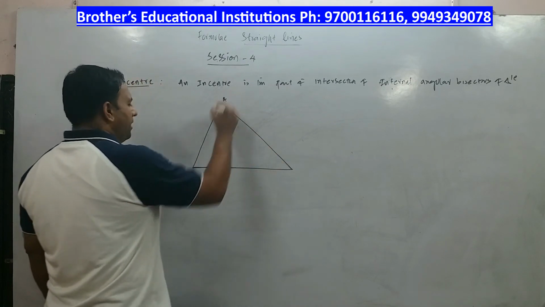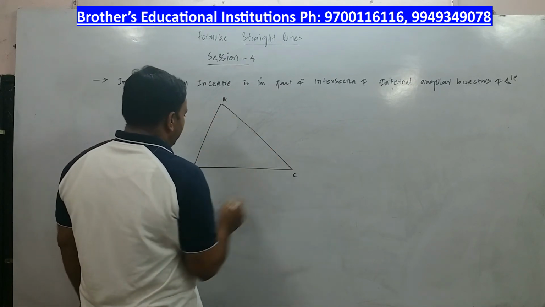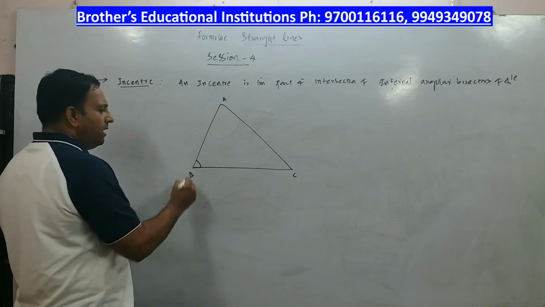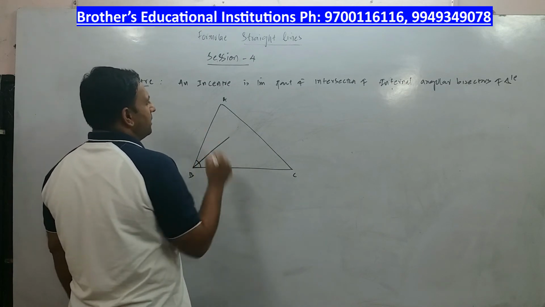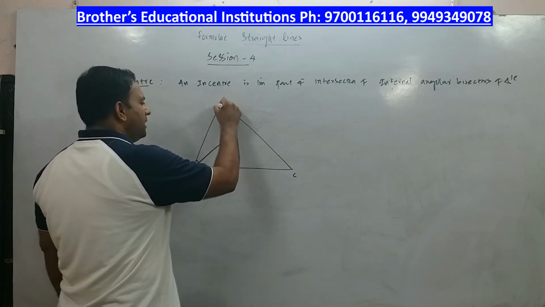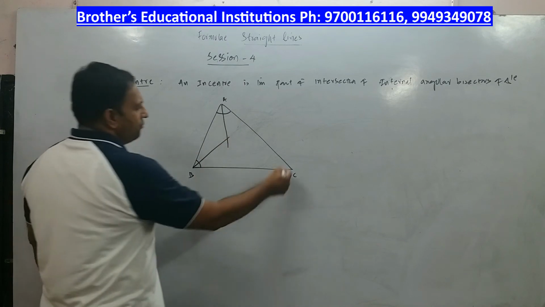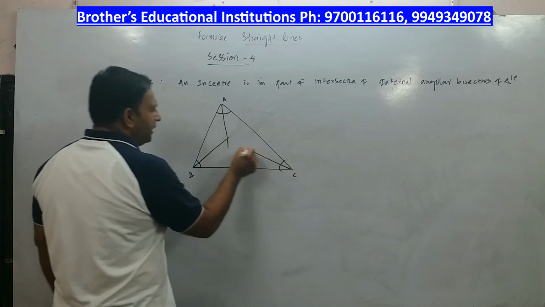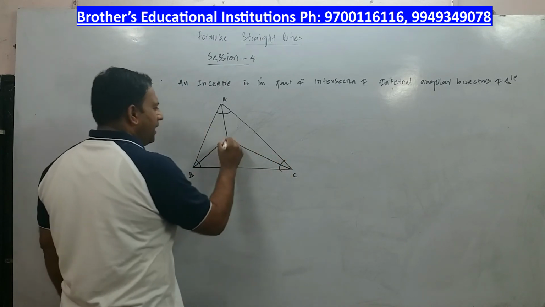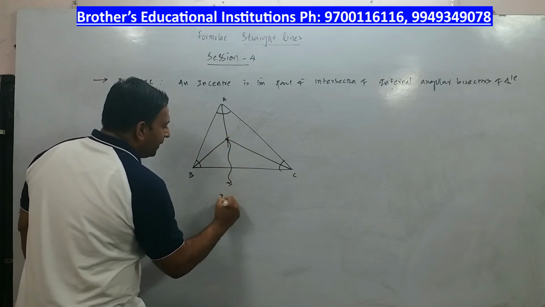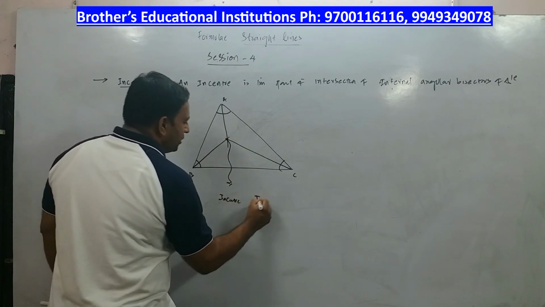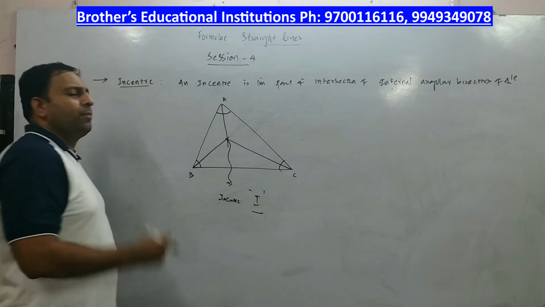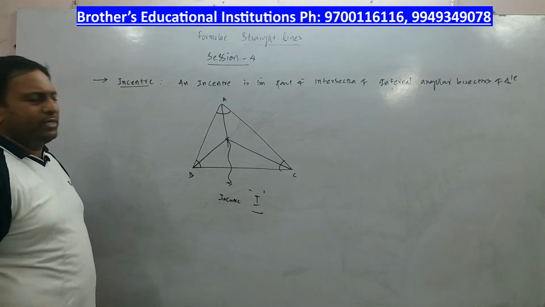So let me take triangle ABC. For this angle, this is the internal angular bisector. For this angle, this is the internal angular bisector. For this angle, this is the internal angular bisector. They all meet here, and this point is called the incenter, denoted generally by I. So the incenter is the point of intersection of the internal angular bisectors of a triangle.